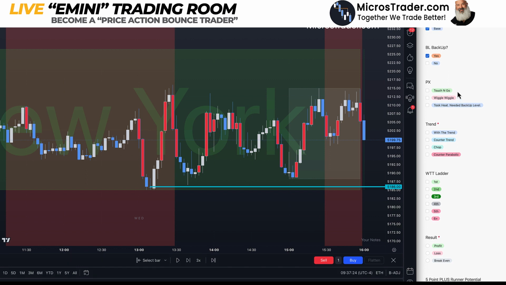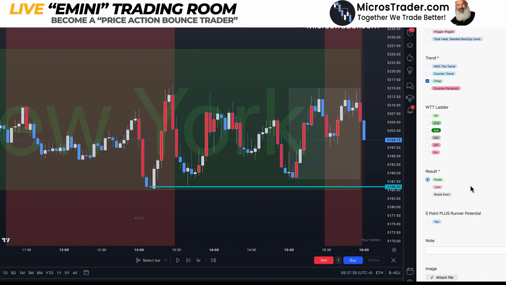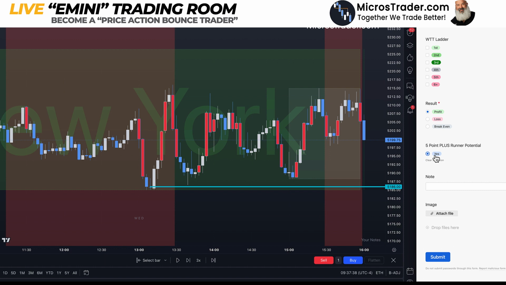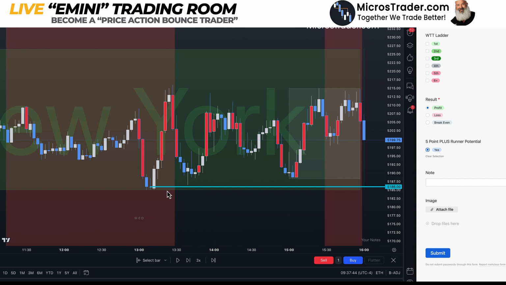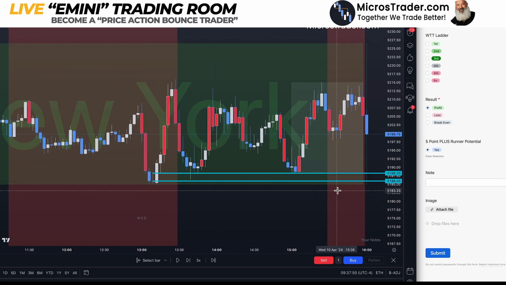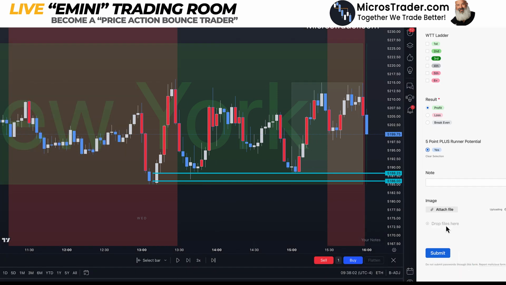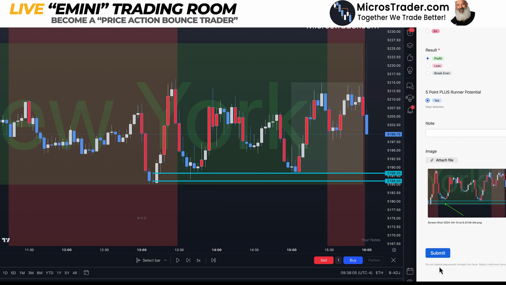Okay, let's keep going. This was a touch and go. This was in chop. This was profitable. If you did the body, you probably got wiggle, wiggle, wiggle. If you did the body, which was the better entry, it was touch and go. 5 points, I'm going to say yes. So I'm going to draw both of those for the notes. Let's go here. Let's screen capture this. That's fine with me. Let's drop these in here. And I think that makes sense.